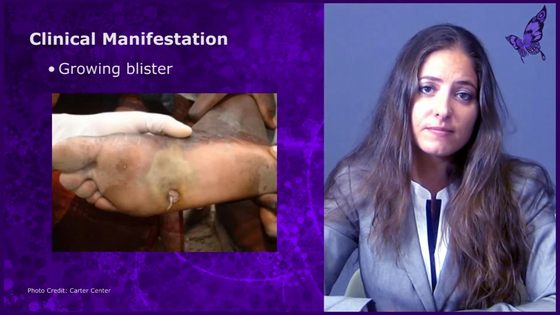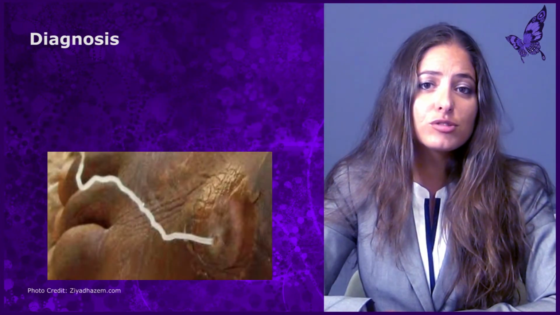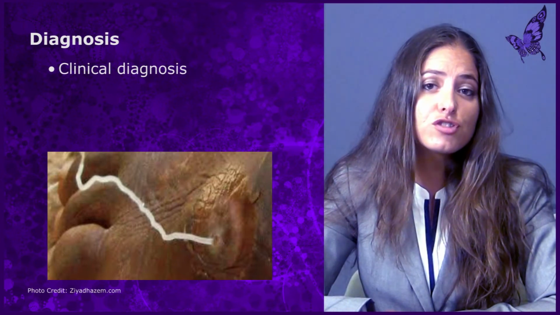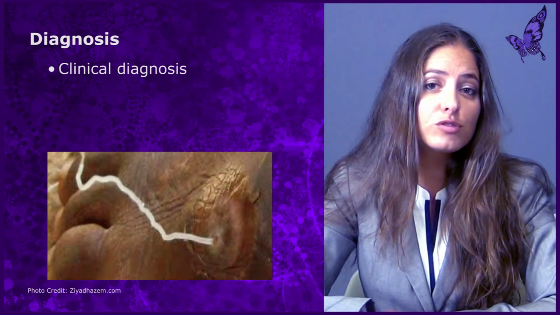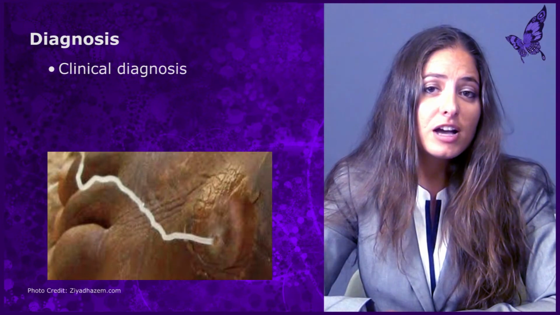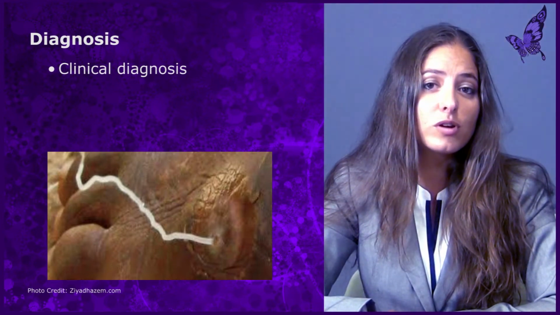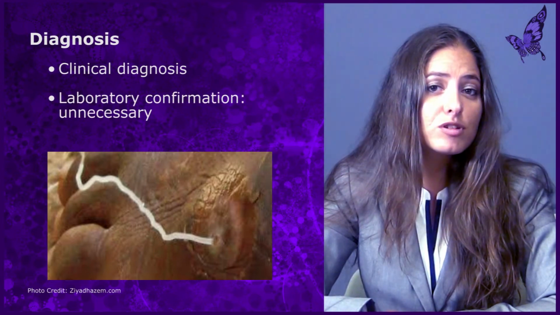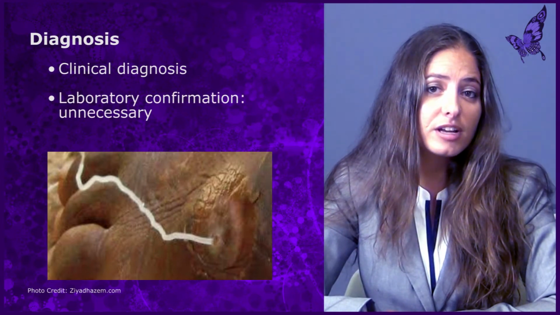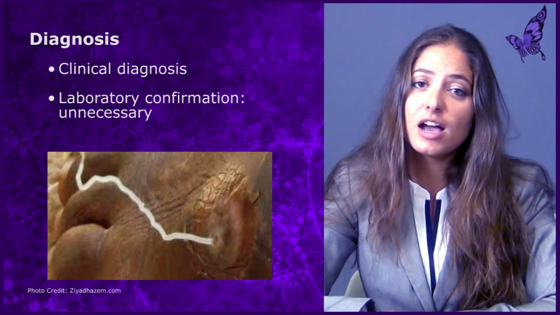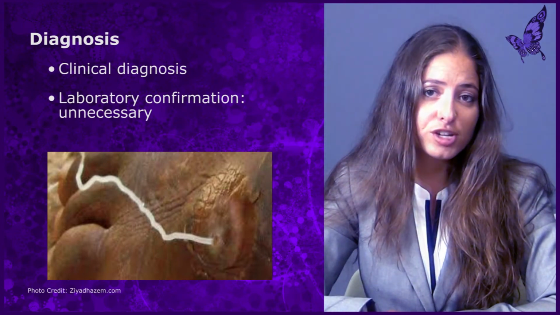finally emerges. Guinea worms are diagnosed clinically as they approach the dermal tissue and form painful nodules. The nodules subsequently enlarge and rupture to release the stage 1 larvae. Because of its typical presentation in endemic areas, guinea worm disease does not require laboratory confirmation.